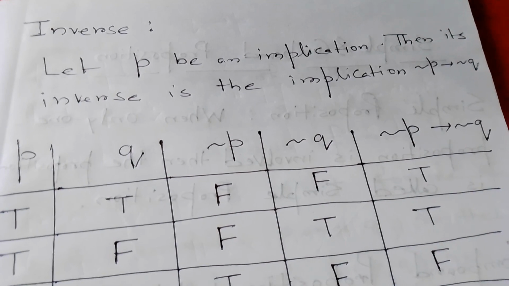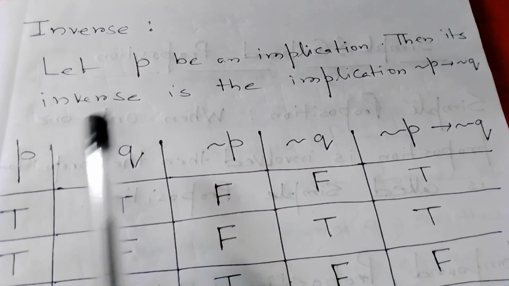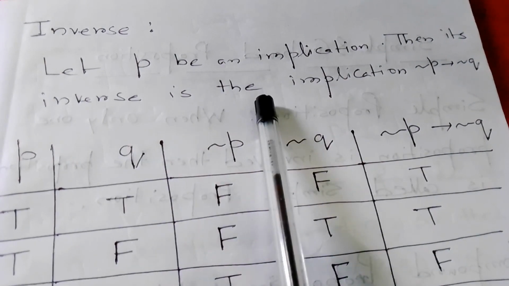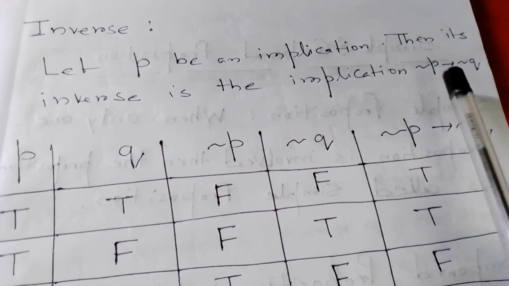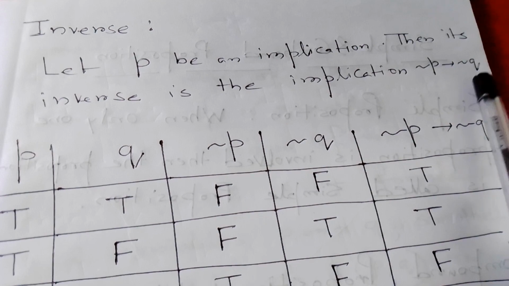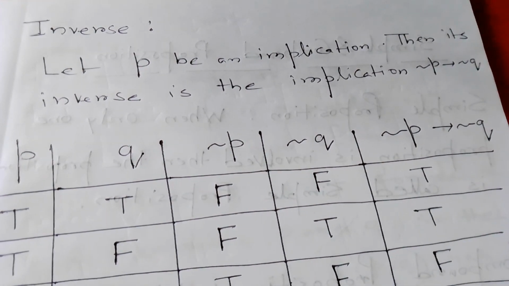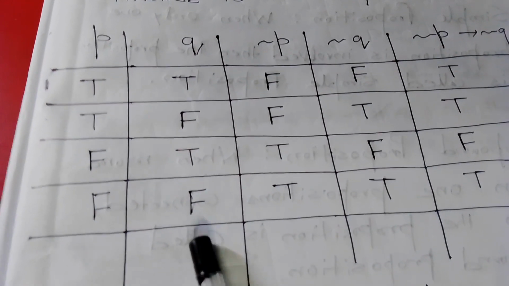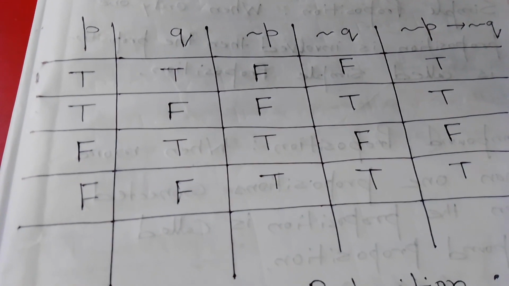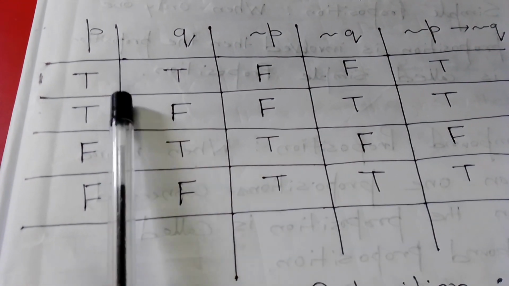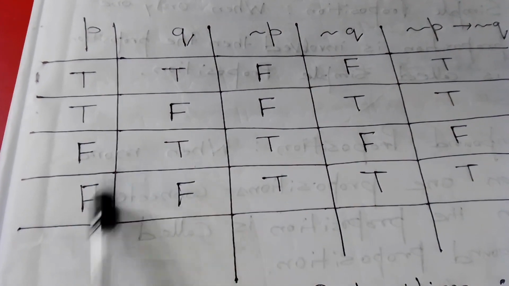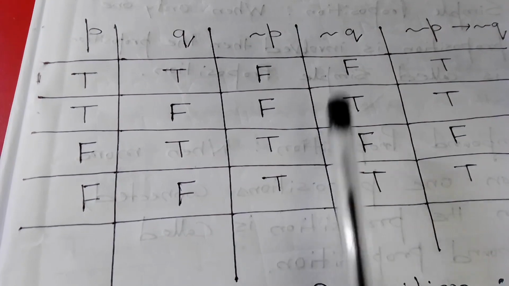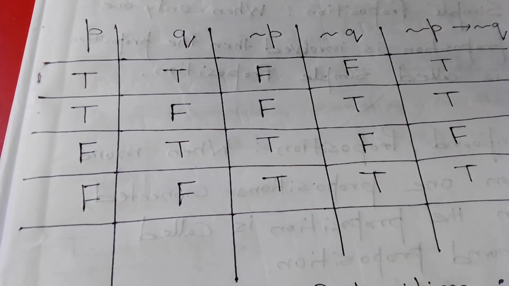So now it's the inverse. Let P implies Q be an implication, then its inverse is the implication negation of P implies negation of Q. So here the P and Q variables truth table is as follows: true, true, true, false, false, true and false, false. And this is the negation of P values and this is the negation of Q values.